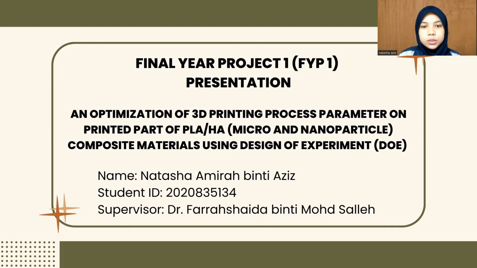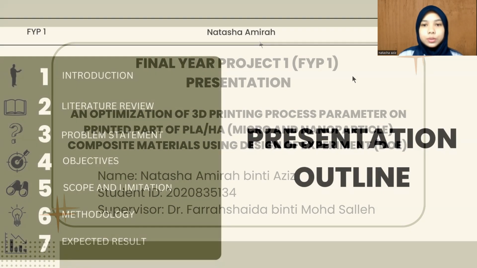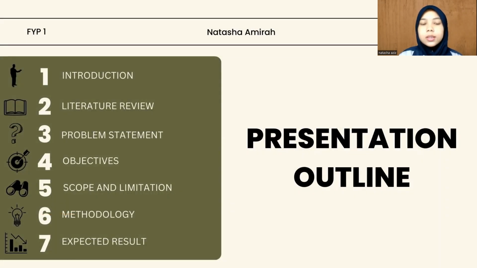Before I start my presentation, I would like to inform that my project title has been changed, which is to study an optimization of 3D printing process parameter on printed part of PLA, HA, micro and nanoparticle composite material using design of experiment. So this is my presentation outline, started with the introduction, literature review, problem statement, objective, scope and limitation, methodology, and the last one will be the expected result.